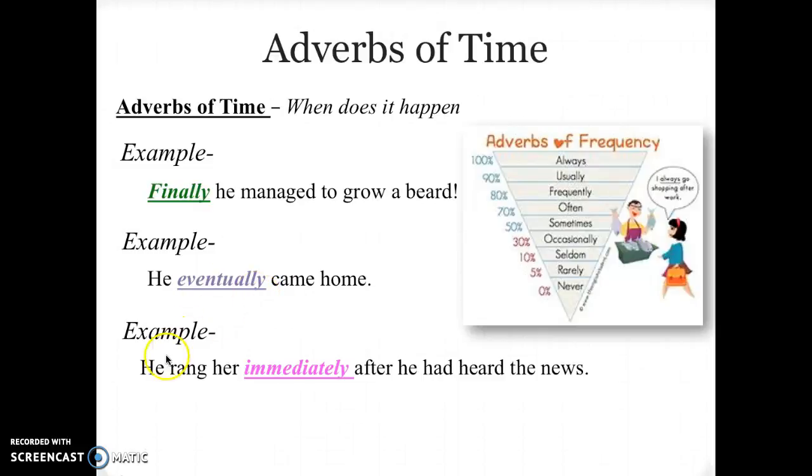Another example is he rang her immediately after he had heard the bad news. Again, the adverb here is immediately because this term shows when exactly it happened.